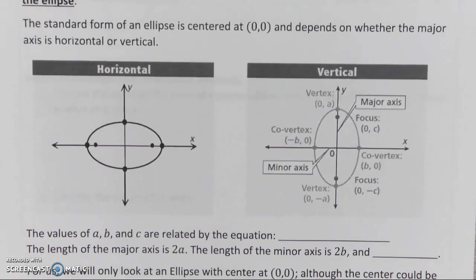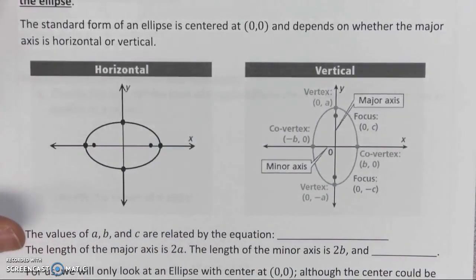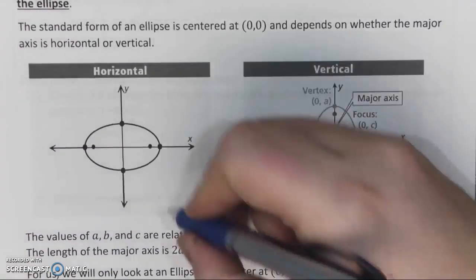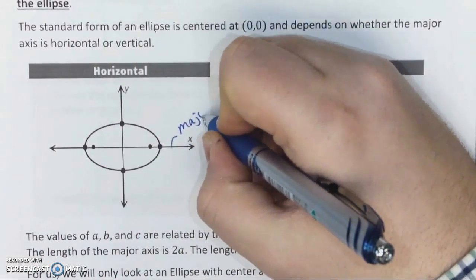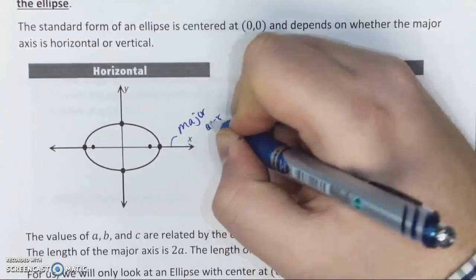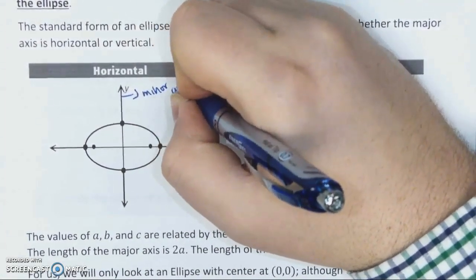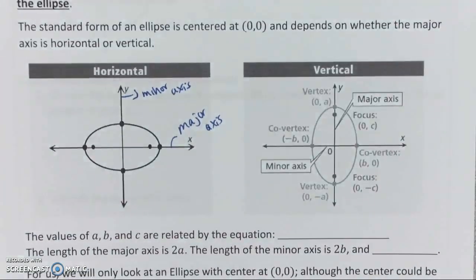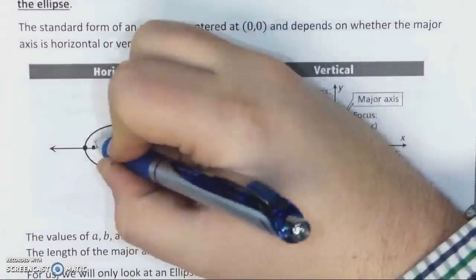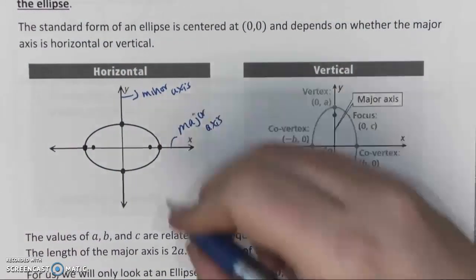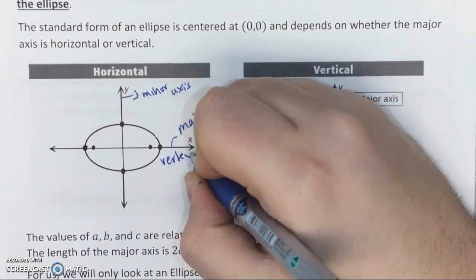So we're going to fill in this chart together. Your major axis is whichever one is longer. In this case, it's your x-axis that is the major axis, and your y-axis is the smaller axis, so it's your minor axis. Your vertices are the points that are on your ellipse and they're on the major axis. So we're going to call this the vertex.